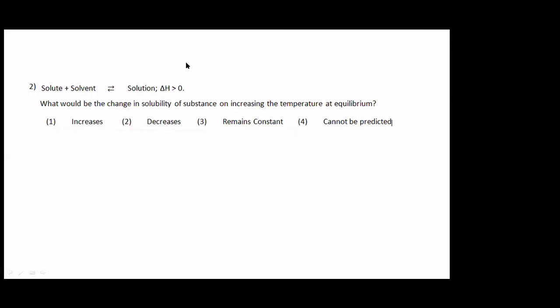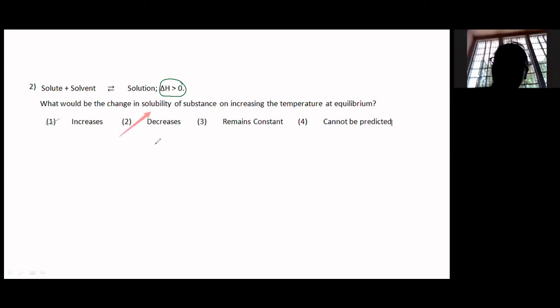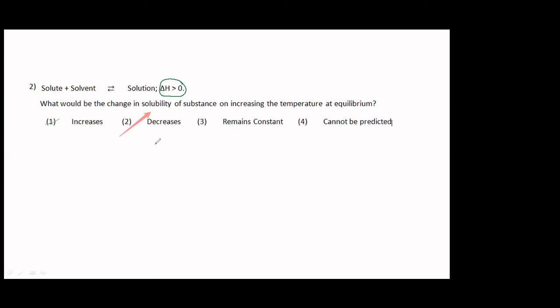So this is the dissolution of a particular salt in a solvent. And it says for this particular process, delta H is greater than 0, which means it is an endothermic process. Supposing you must have seen this, ammonium chloride, when it is added to water, the sides of the test tube become cooler. So that means it is an endothermic process. So if that is the case, what would be the change in the solubility of the substance on increasing the temperature at equilibrium? If you increase the temperature, what happens to the solubility? Should it increase, decrease, or remain the same?